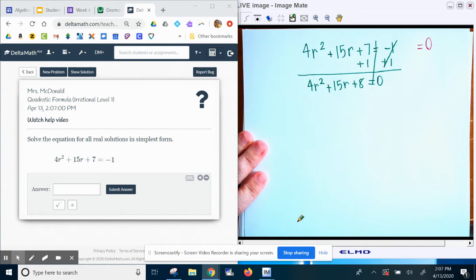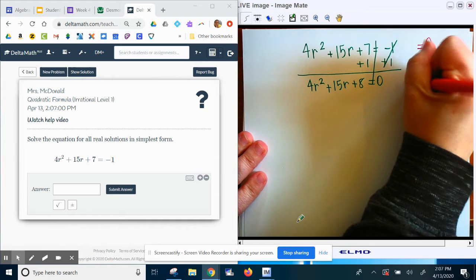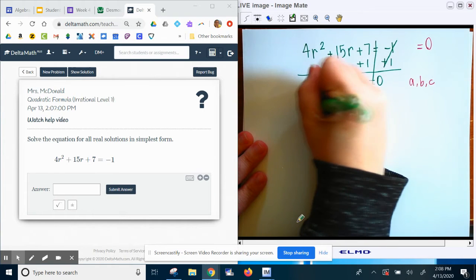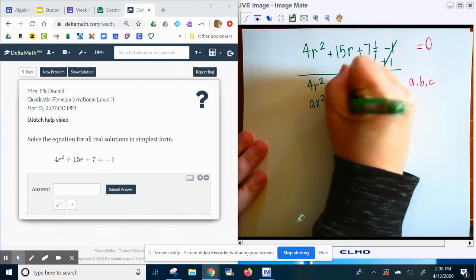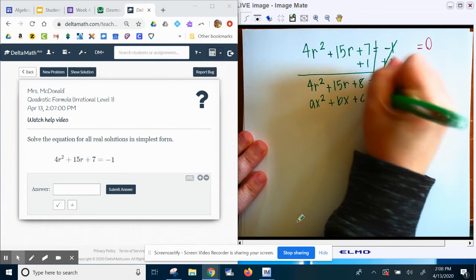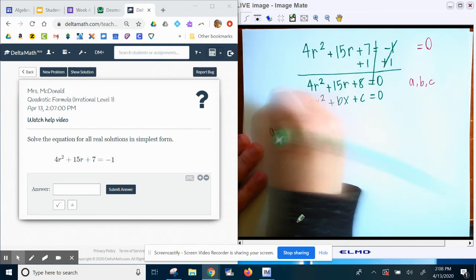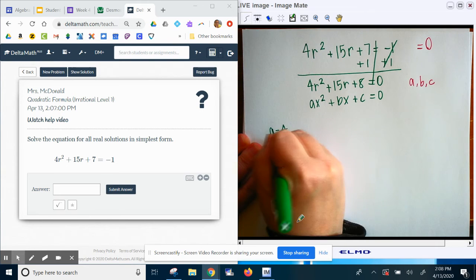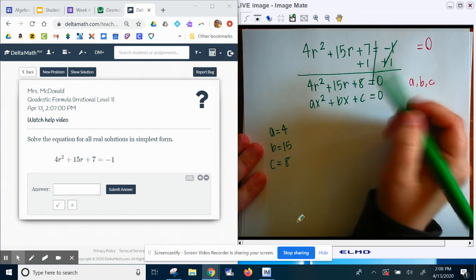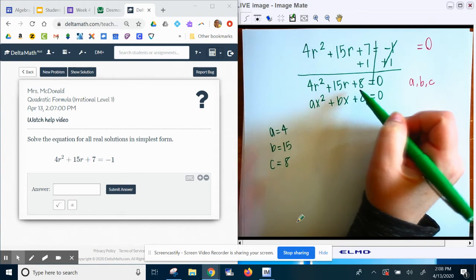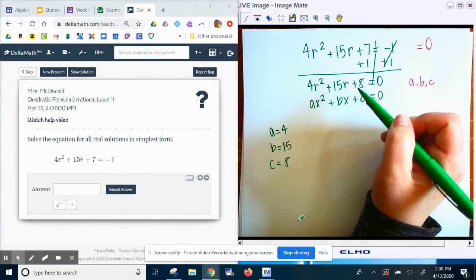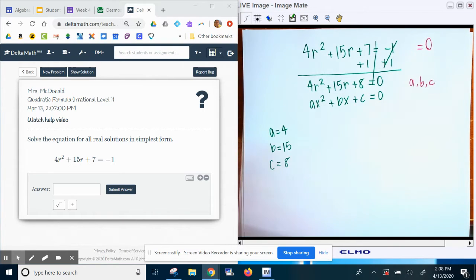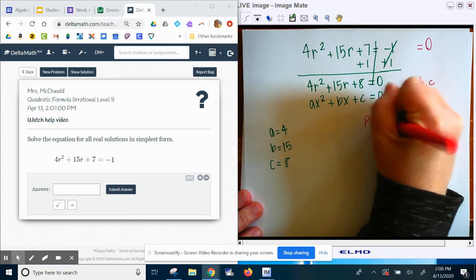My next step is to name the a, b, and c. Every time, it's ax squared plus bx plus c equals 0. So this time a is 4, b is 15, and c is 8. Notice that it was all positive because all of the signs were pluses. If there were any minuses, it would be a negative number, just so we know. And then the next step is to plug and chug in the quadratic formula.